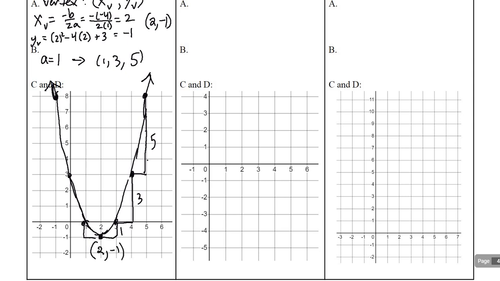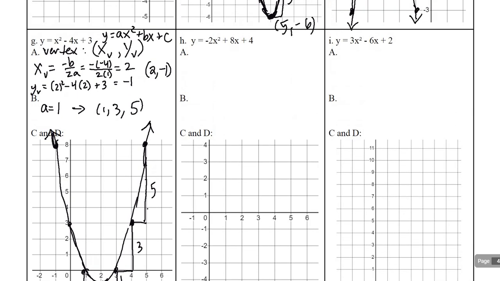Now you could have factored this and found the middle. It is factorable, but I like this method, and this is the method that we're learning today. Okay, next problem. Let's get our vertex.